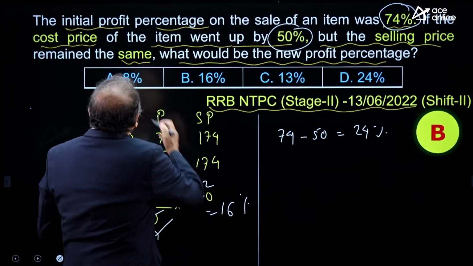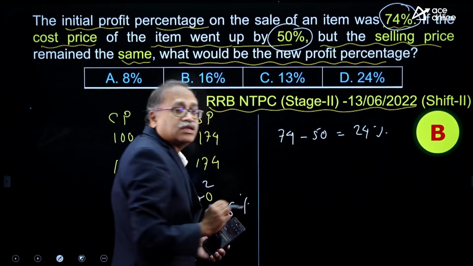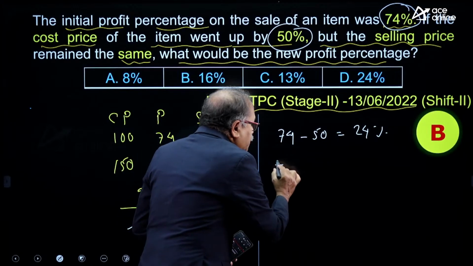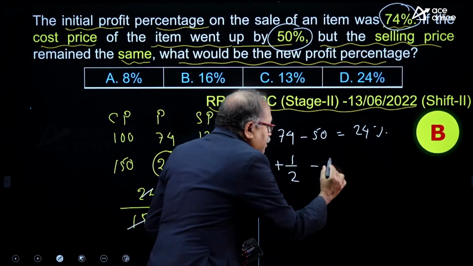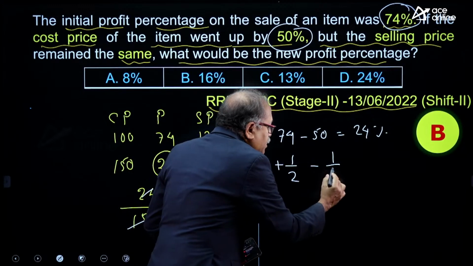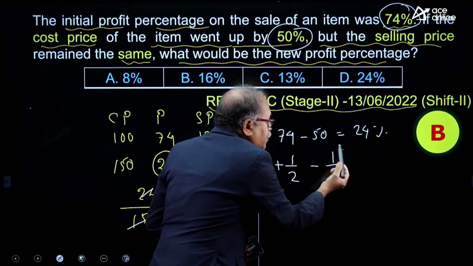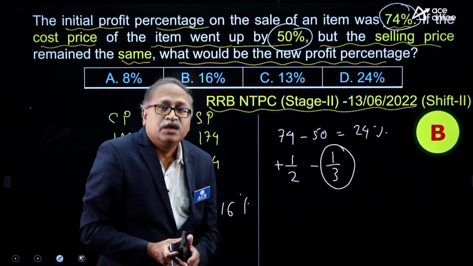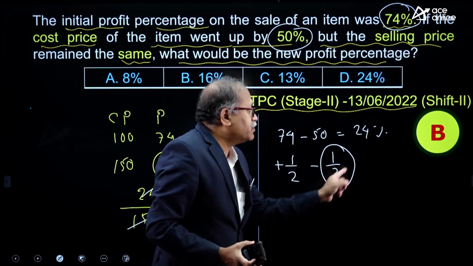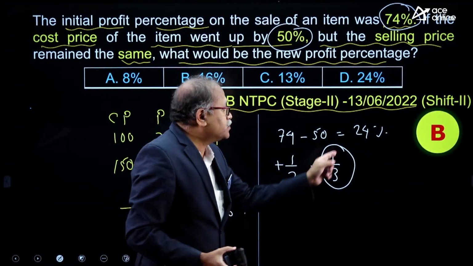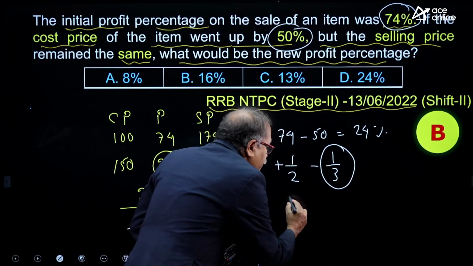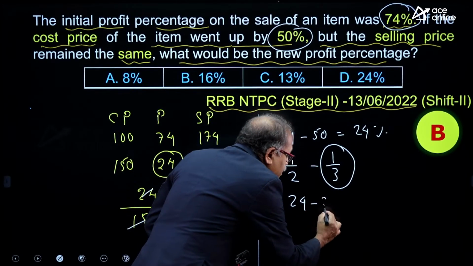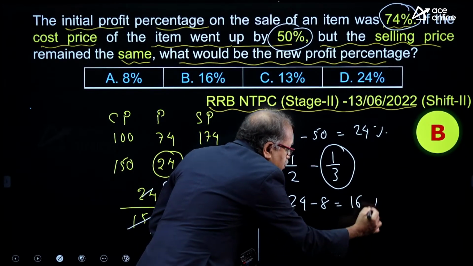As the cost price is increased by 50%, that is plus 1/2, the profit will decrease by 1 over 2 plus 1, that is 1/3. So the 24% profit is there; decrease that by one third. What is 1/3 of 24? That is 8. So my actual profit will be 24 minus 8, which is nothing but 16%.